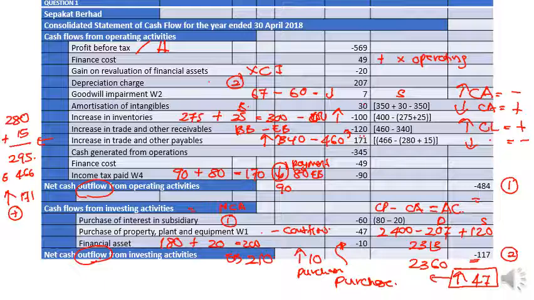So 2,313 compared with the ending balance that you have here, which is 2,360. So 2,360 means that there is an increase by 47. An increase by 47 means that you purchased new PPE. Purchase here means that you're going to minus here, because that will relate to the cash outflow.